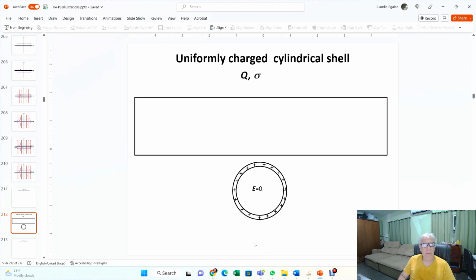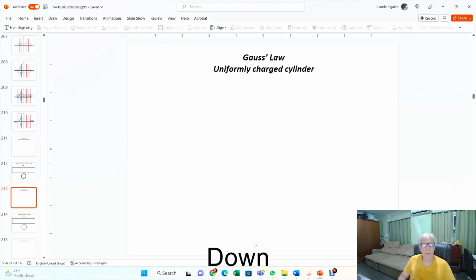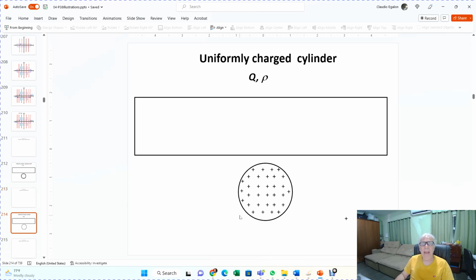You have the cylindrical shell, right? And you also have the solid cylinder. I'm going to skip the cylindrical shell. So let's do the uniformly charged cylinder. Here you go. It's something like that. The side view of the cylinder is something like that, with uniform charge distribution. Here is the axial view of the cylinder.